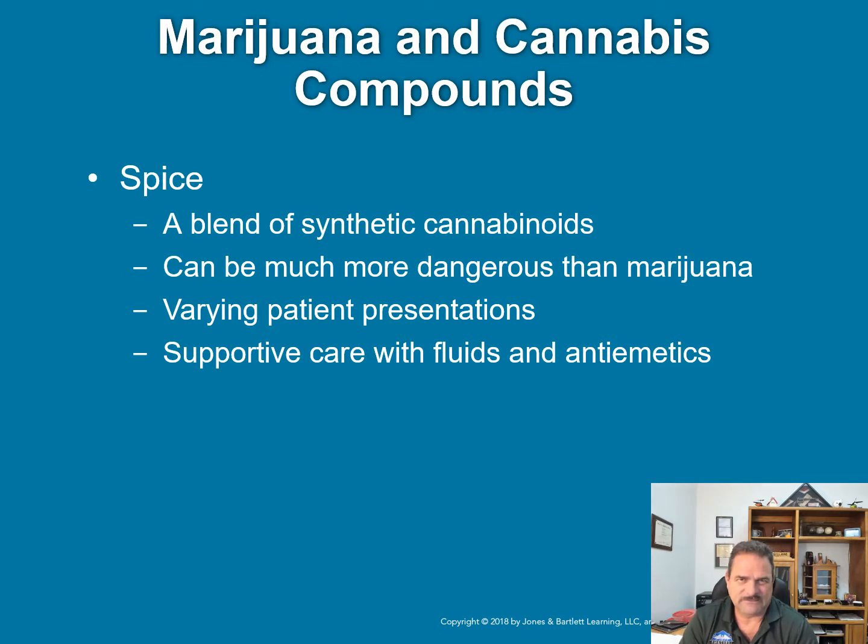Spice is a synthetic cannabinoid that falls into the category of new psychoactive substances. It's often marketed as synthetic marijuana. However, the active substance is a blend of chemicals that is either sprayed onto a plant-like material for smoking or sold as a liquid for vaporizing in electronic cigarettes. Some users report euphoria similar to marijuana use. These chemicals can be much more dangerous than marijuana.